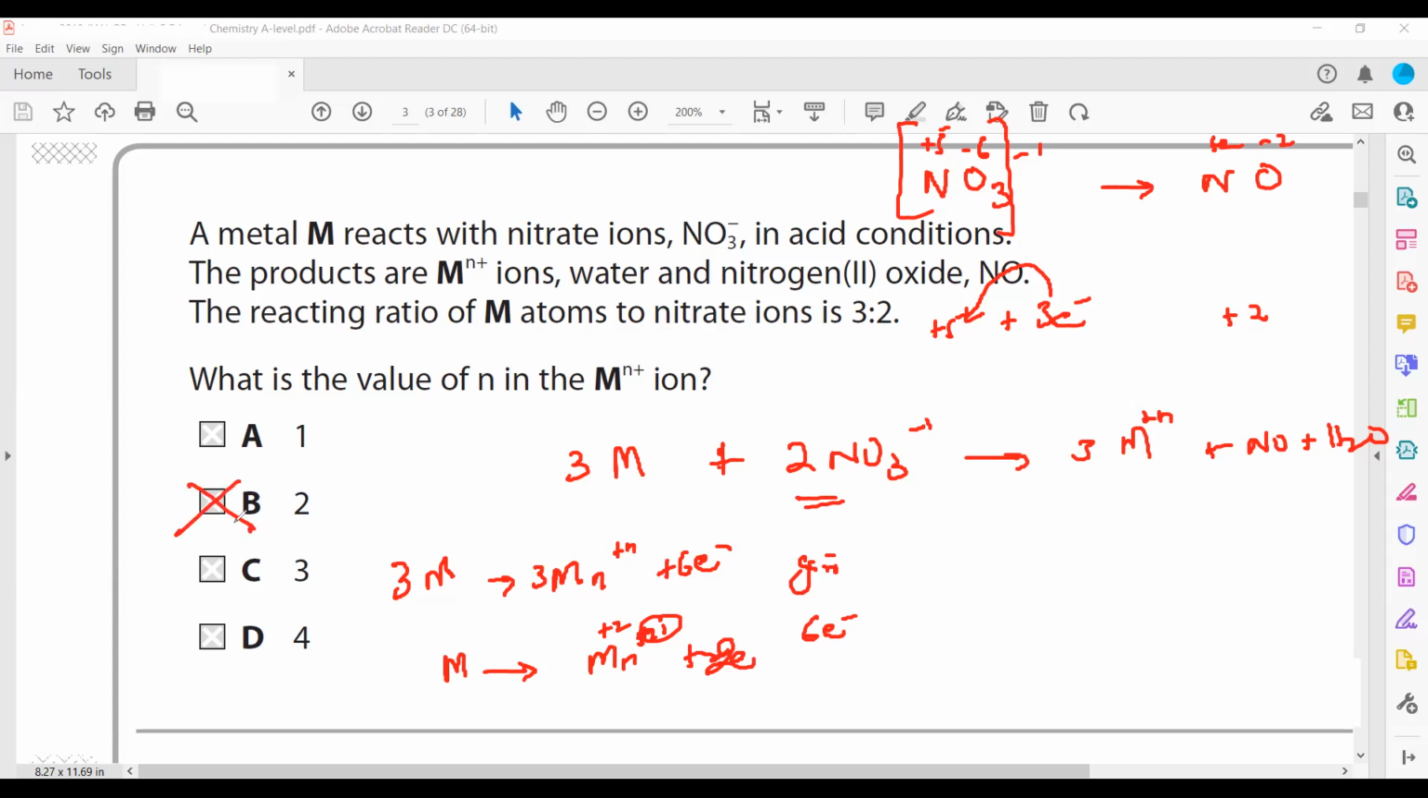So first we work out how many electrons nitrogen gains when it converts from nitrate, with an oxidation number of +5, to NO with an oxidation number of +2. Each nitrogen gains 3 electrons, but there are two nitrogens, so they will gain 6 electrons. If they gain 6 electrons, the metal should lose 6 electrons. We have 3 atoms of the metal. If 3 atoms lose 6 electrons, one atom will lose 2 electrons. And when one atom loses 2 electrons, the charge will be 2+, or +2.